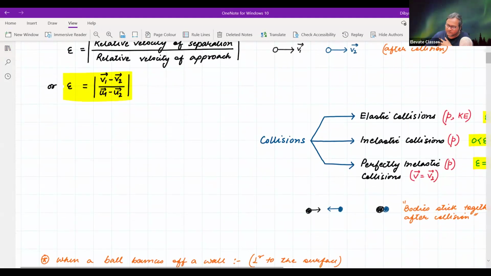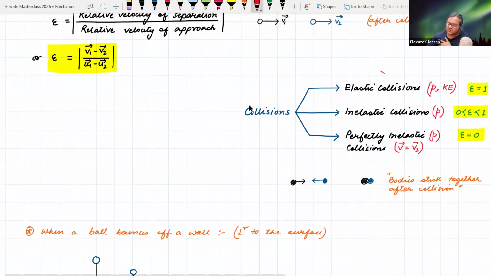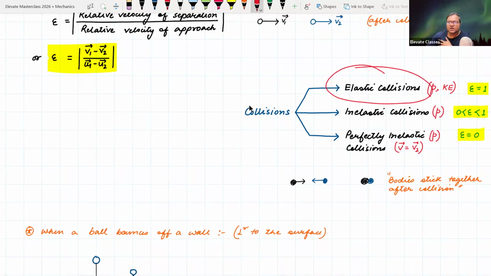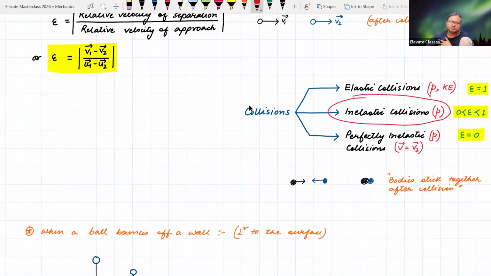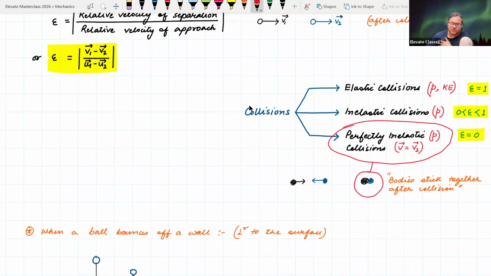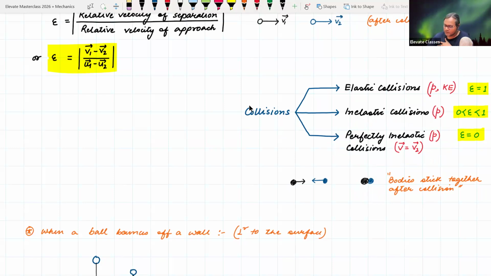This is the essential classification: if you have elastic collisions, then linear momentum as well as kinetic energy are conserved, and the coefficient of restitution is exactly equal to 1. If you have inelastic collision, then only linear momentum is conserved and kinetic energy is not conserved, so the coefficient of restitution is greater than 0 but less than 1. Conservation of total kinetic energy doesn't happen because there is some dissipation of energy. In perfectly inelastic collision, the objects merge together after the collision, as a result of which the coefficient of restitution becomes 0. Kinetic energy is not conserved, but linear momentum is. We will be assuming these criteria here also.